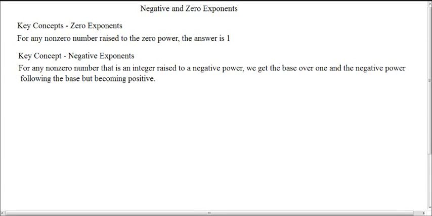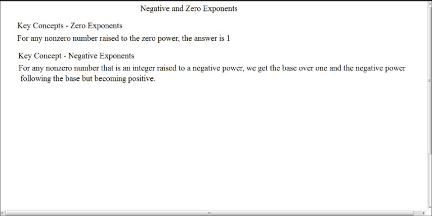Okay, welcome back to our coverage of exponents. So this is actually going to be the last concept that we're going to take a look at, especially for our particular grade. Here we just want to look at negative and zero exponents, and what do we do when we are faced with these particular statements.